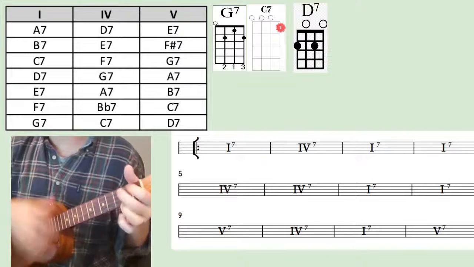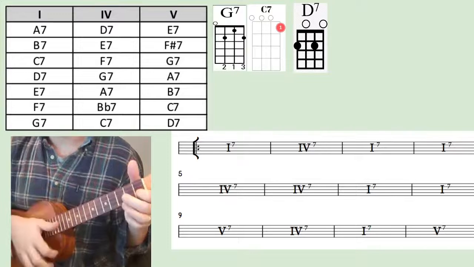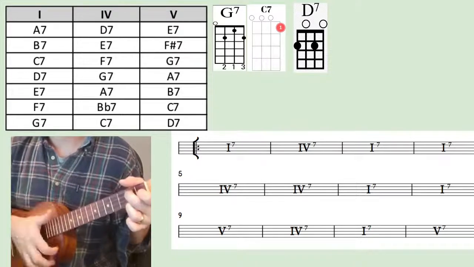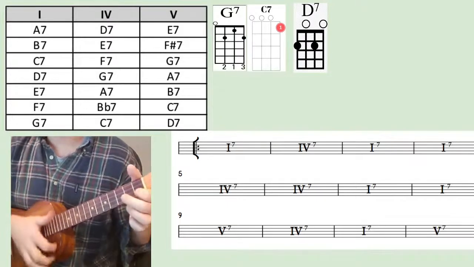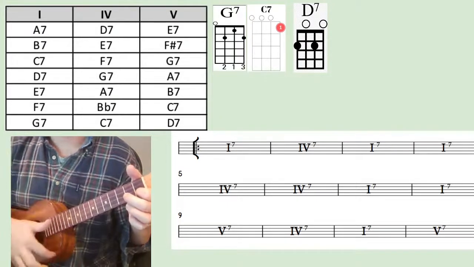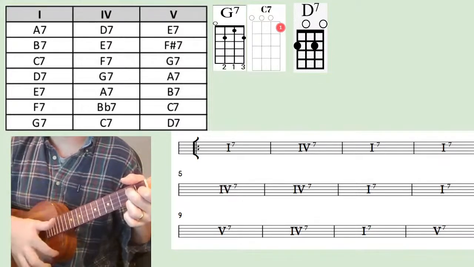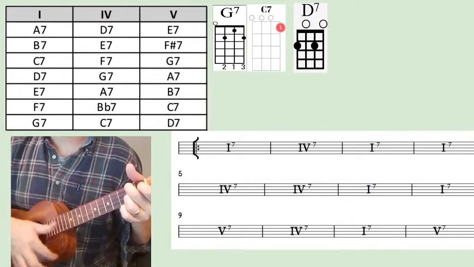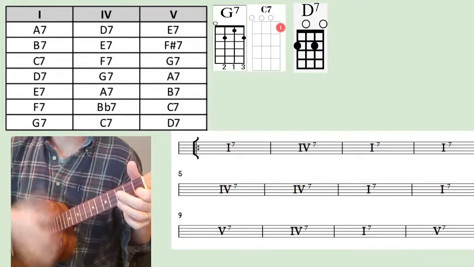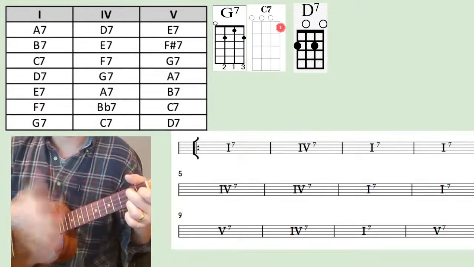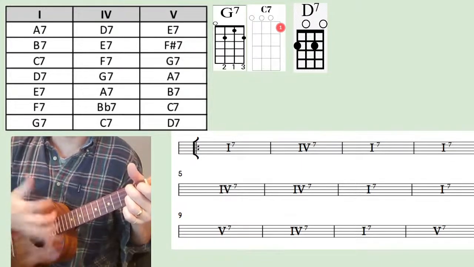One more time. C7, G7, C7, back to G7. Now D7 to G7. Oh, sorry, D7 to C7. Now G7. Turn it around on the D7 and end with a good old G7.